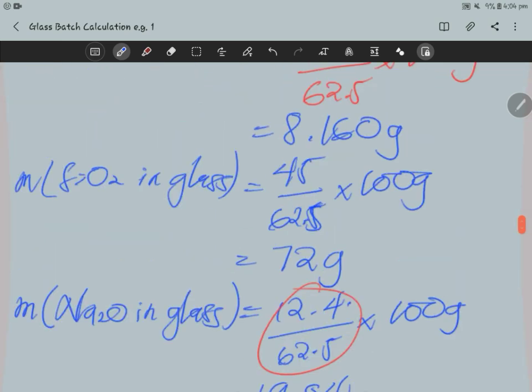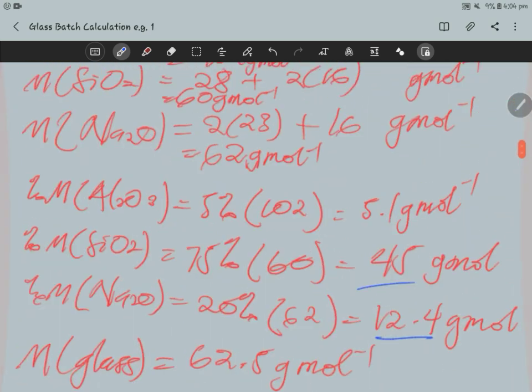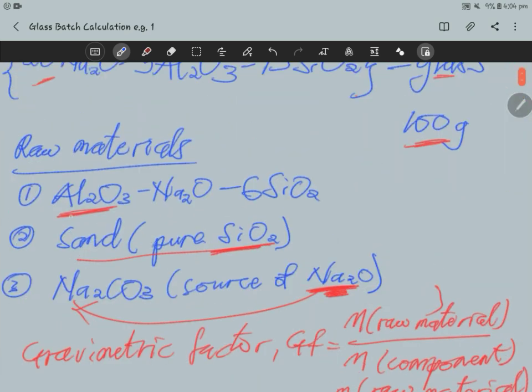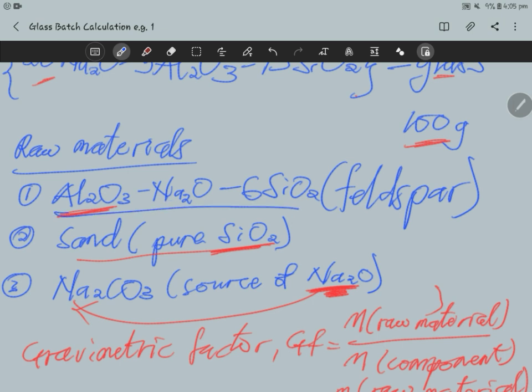But then the question is saying that we are not using this, we don't have these three components directly, right? But what do we have? We have this right here, which is actually feldspar. There's a particular name for it, but it's a type of feldspar. Don't worry about the name, we don't need it, you just have to know the composition. That's why that's the only thing given, right? So this right here is a rock material, feldspar. This sand is pure SiO2. That's why we just say SiO2. And then this one here is the raw material, which is a source for this Na2, right?